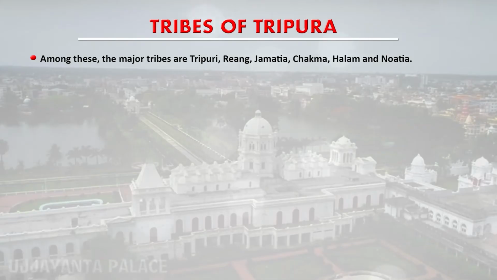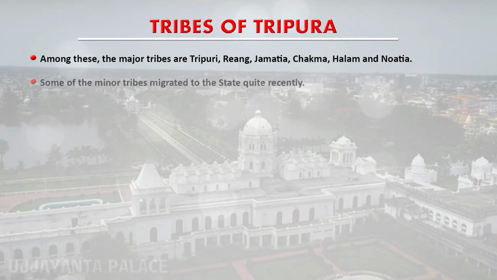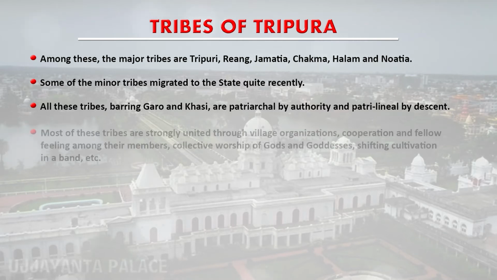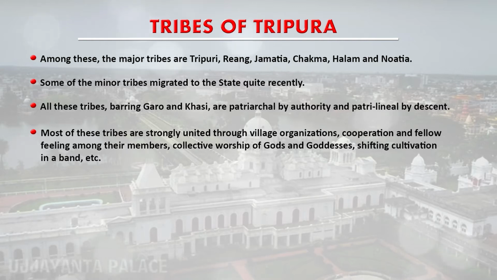Now, among these major tribes, as I said, Tripuri, Riang, Jamatia, Chakma, Halam and Nuatias are the major tribes, and some of the minor tribes migrated quite recently. All these tribes, like Garo and Khasi, are particularly governed by authority and are patriarchal, linear by descent, and most of these tribes are strongly united through village organizations, cooperation and fellow feelings among their members. Collective worship of gods and goddesses and shifting cultivation are prevalent there.